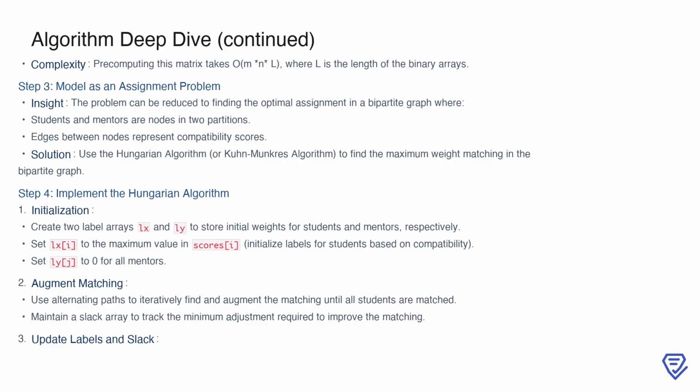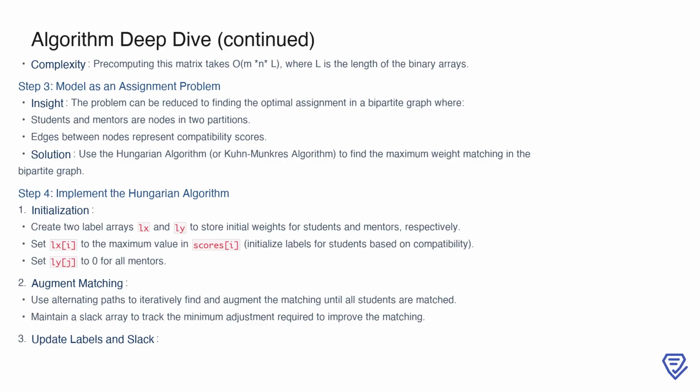To solve this, we use the Hungarian algorithm, also known as the Kuhn-Munkres algorithm, which is designed for finding the optimal assignment in such bipartite graphs. The algorithm begins by initializing two label arrays, Lx and Ly. The Lx array stores the maximum compatibility score for each student, while Ly is initialized to 0 for all mentors. This initialization sets the stage for iterative improvements.